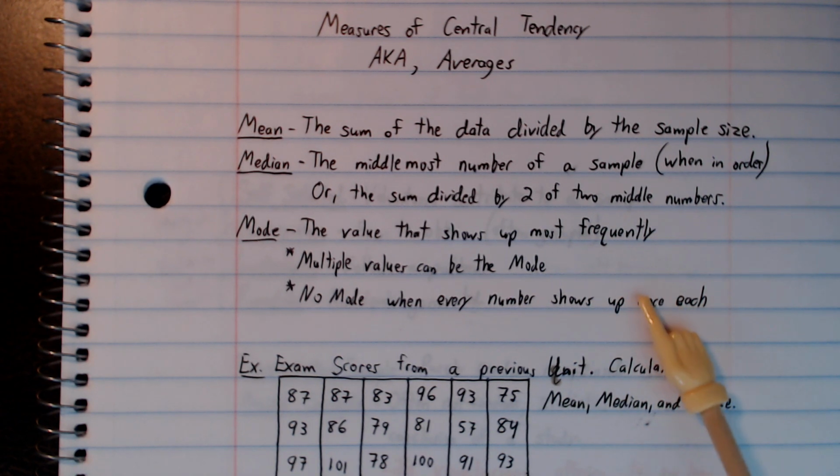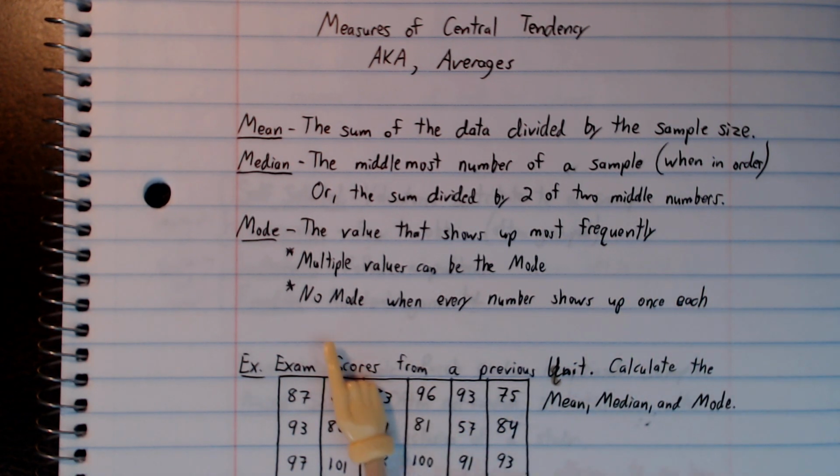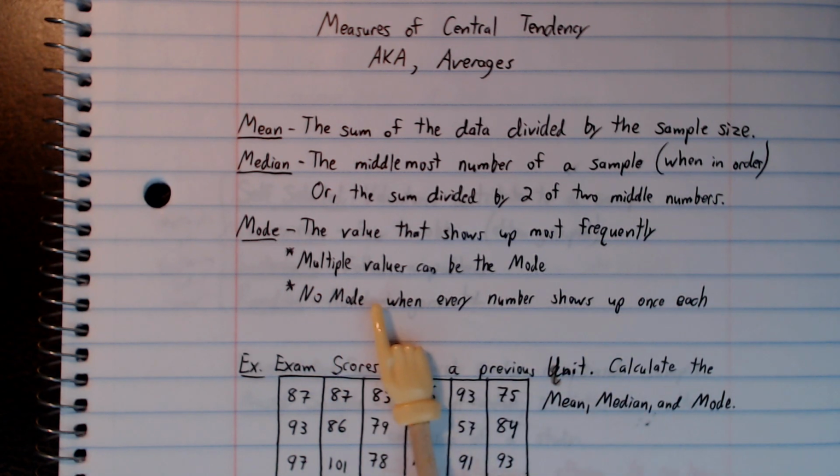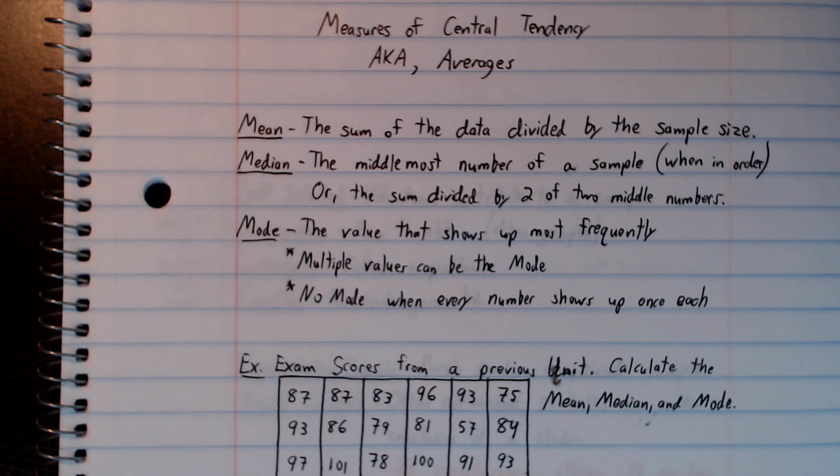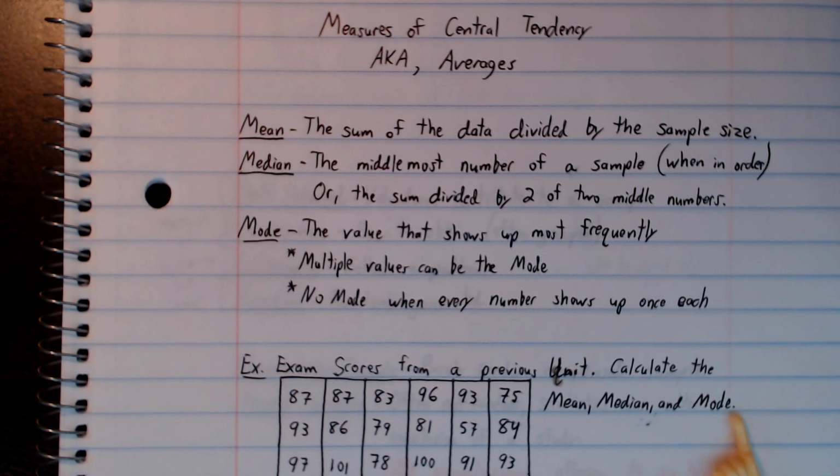Mode means most frequent. So there's some things here. You could have multiple values that can be the mode. So if you have a number showing up 3 times and another number also shows up 3 times and everything else is less than that. But then you also have no mode when every number shows up exactly once each.